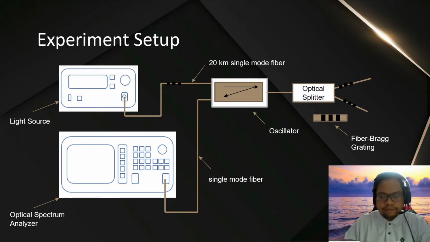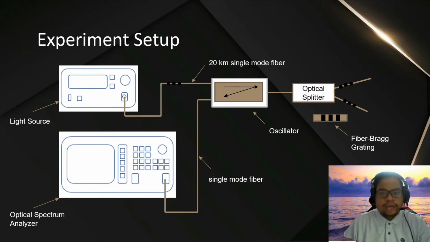In this project, Fiber Bragg Grating will be used because it has the capability to detect bending in single mode fiber. They will be installed in the 20 km single mode fiber and in the single mode fiber after the splitter. In the figure shown, this is my experiment setup.